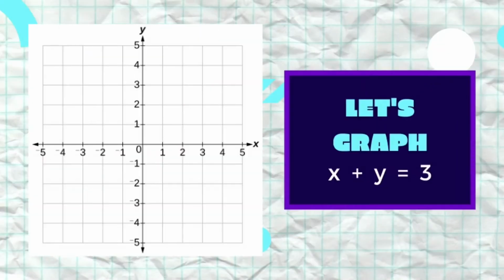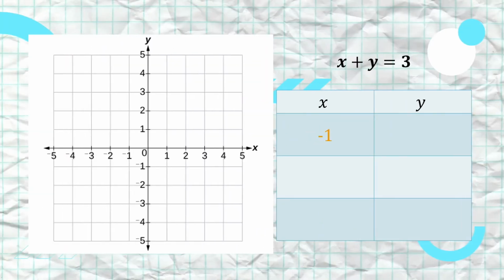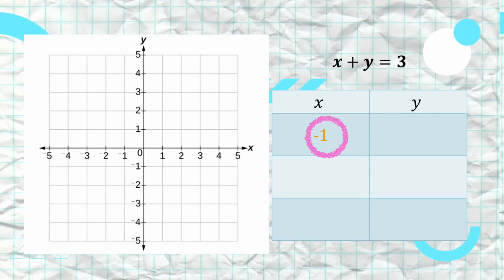Let me show you an example. Let us graph the linear equation x plus y equals 3. The first step is to create a table of values. Next, we determine a convenient value for x to solve for its corresponding value for y. For this example, we use -1.